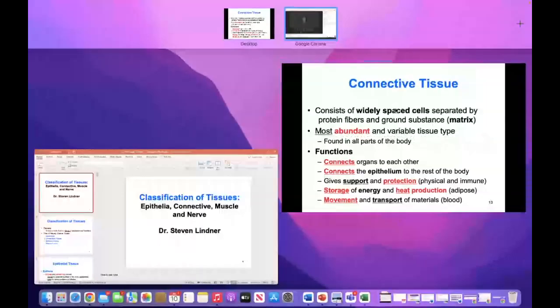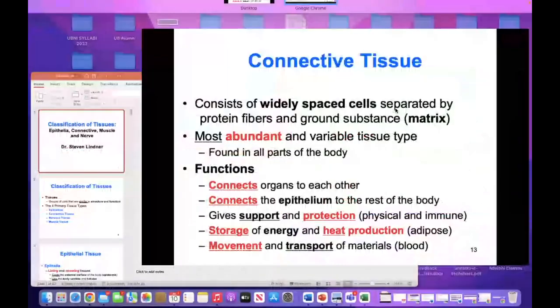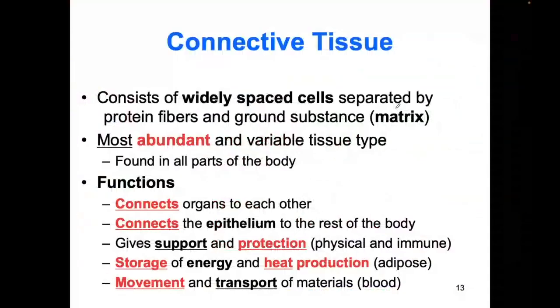Welcome back, class. We are going to be looking at the next type of tissue, which is called connective tissue. In the previous video, we covered epithelial tissue. Now we're going to look at connective tissue, and in upcoming videos, we'll talk about neural tissue and muscle tissue. Remember, there's four types of tissue: epithelial tissue, connective tissue, muscle tissue, and nerve tissue.